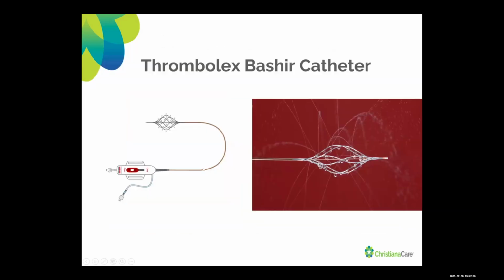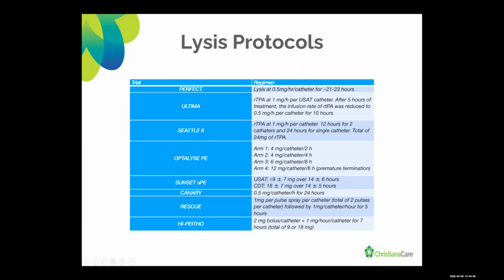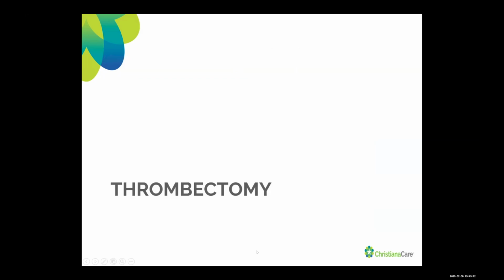This is a Thrombolytics Bashir catheter, which is kind of a hybrid. It's said to create some fractionation of the clot with this kind of network of catheters that break out, and then shoots the tPA from the periphery rather than from the center. This is just all kinds of different lysis protocols over the years as they got developed. You can use this later for your reference.